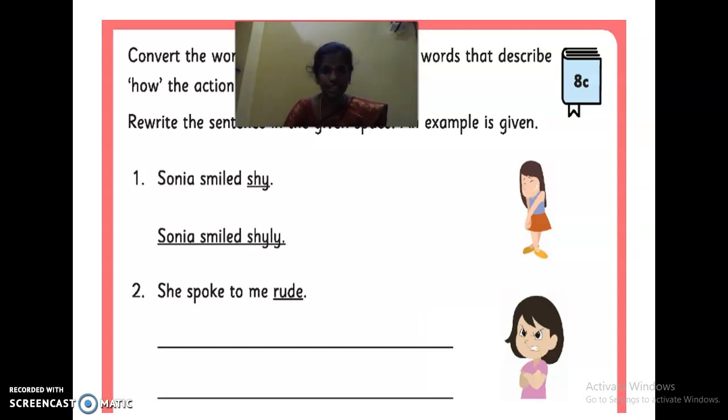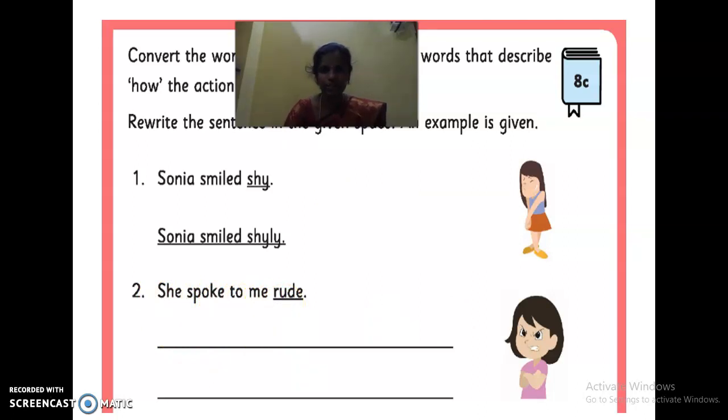Now they have given a few sentences for you. We will look at two sentences and then move on to the next topic. Sonia smiled shy. This is an adjective, so you have to change it to an adverb. How? Yes, you have to add ly. So, Sonia smiled shyly. How did she smile? Shyly. The next one: she spoke to me rude.